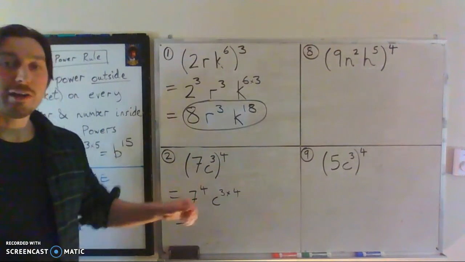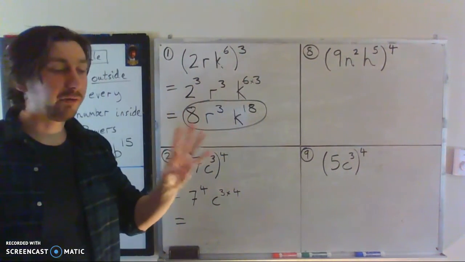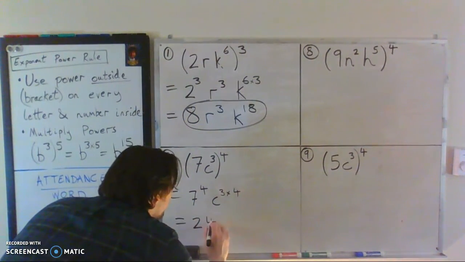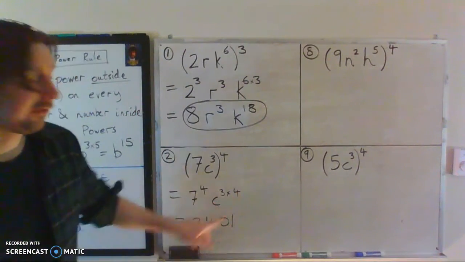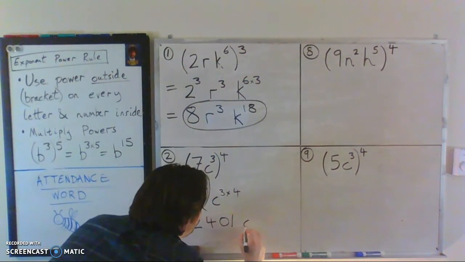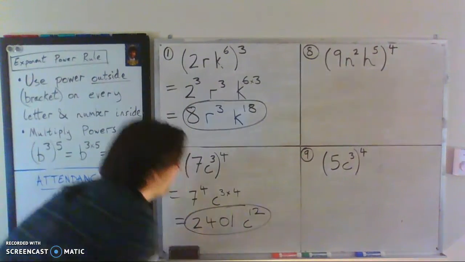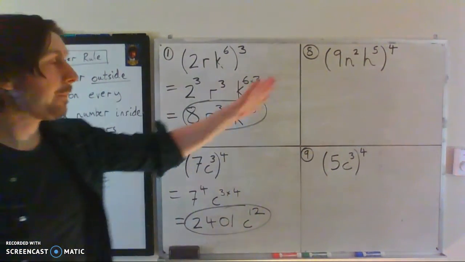7 to the power of 4 is 7 times 7 times 7 times 7, four 7s multiplied together, which gives you 2401. 3 times 4 is 12, so I've got c^12. That's my answer for number 2. Not so bad. Number 8.